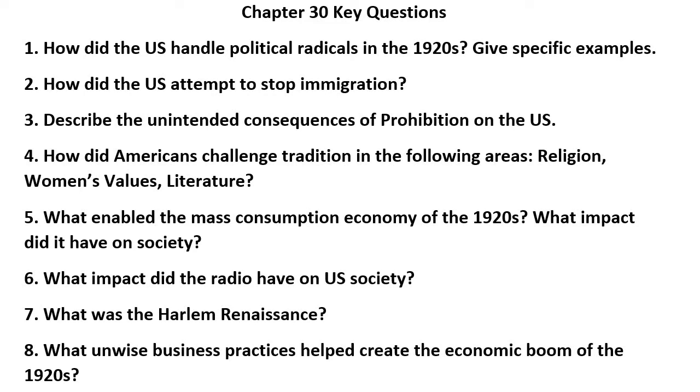Number 2, how did the U.S. attempt to stop immigration? As mentioned before, the Ku Klux Klan rises during this time period to have millions of people join the group, and their main push was to stop immigration. So what they create are what we call quota laws. The first one was the Emergency Quota Act of 1921, which capped immigration at 3% of the amount of people living in the nation at that time.